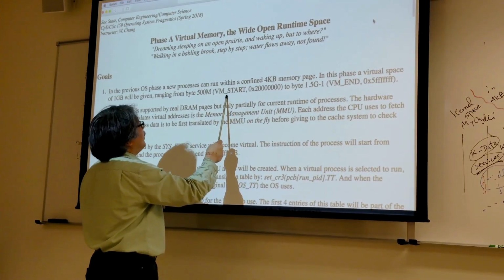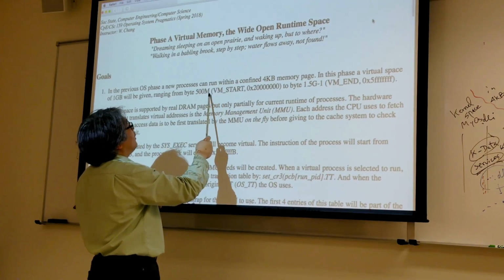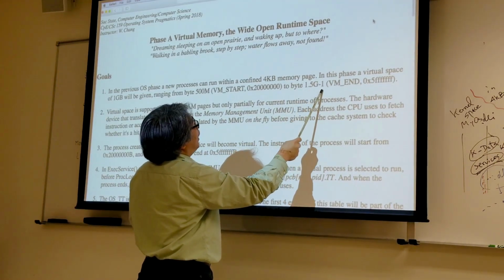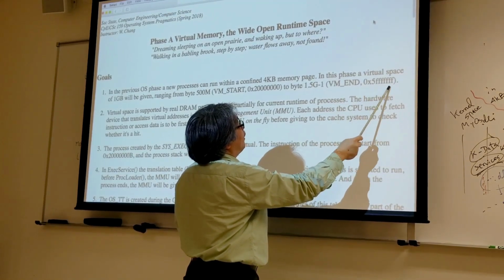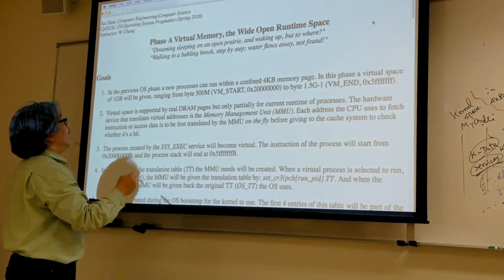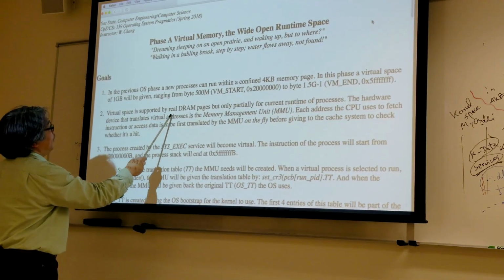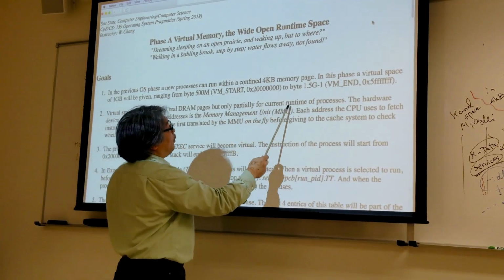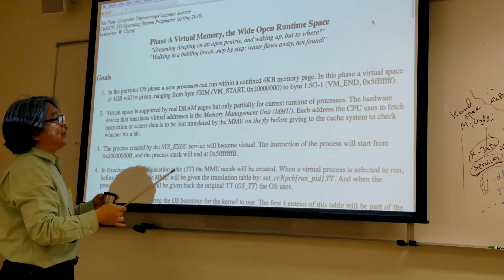That's VM_START, virtual memory start, for a process created by the exec service, to the byte 1.5 gig minus 1 byte. So the virtual memory ends at hex 5 followed by 7s. That is 1.5 gig minus 1, so that's exactly 1 GB. Number 2: the virtual space is supported by real DRAM pages, but only partially, for the current runtime of the process. We're going to support just the portion that the process currently uses.